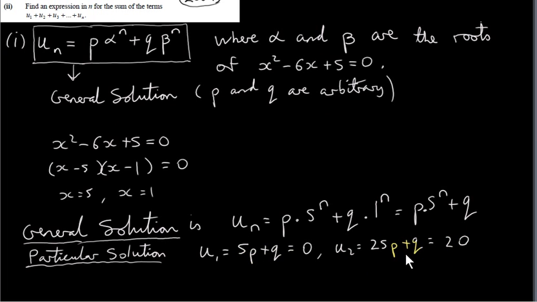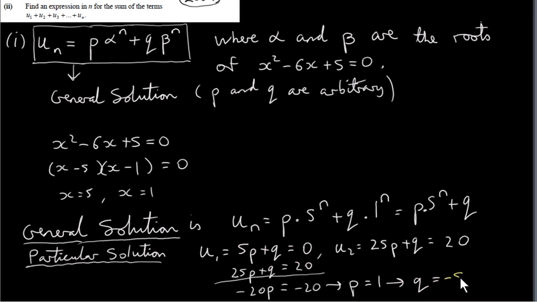So we have two equations and two unknowns. So I'll write this second equation here for u_2 underneath the first equation. And I'll simply subtract them to get rid of q. So we have 5p minus 25p, that's minus 20p. q minus q is 0, 0 minus 20 is minus 20. So we get p equals 1. Knowing p, we can find q. If we plug p equals 1 into this top equation, what do we get? We get 5 times 1, or 5, plus q equals 0, which means that q equals minus 5.